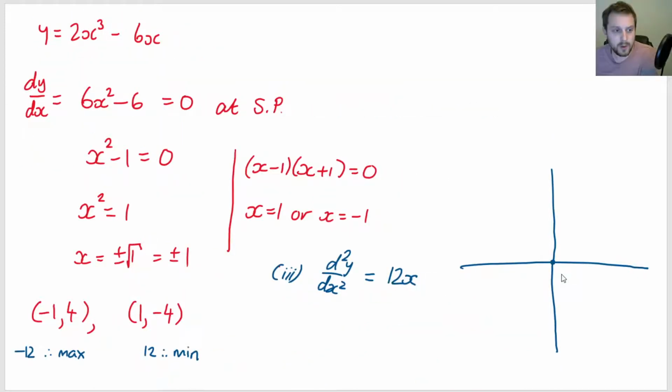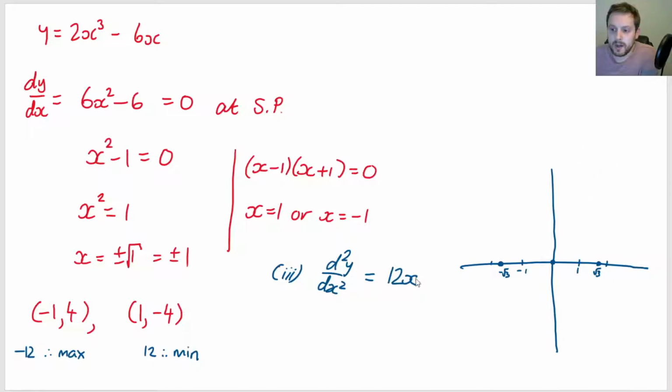So root 3 is about 1.7. So if I make this be 1, and maybe that'll be 2, it's going to go there, and then here will be minus 1 and minus 2, and then there'll be 1 here. And then what you've got is minus root 3 there and root 3 there. And then I've put these minus 1 and 1 in. Really, to be honest with you, I don't need to write the minus 2. That's just getting in the way a bit.